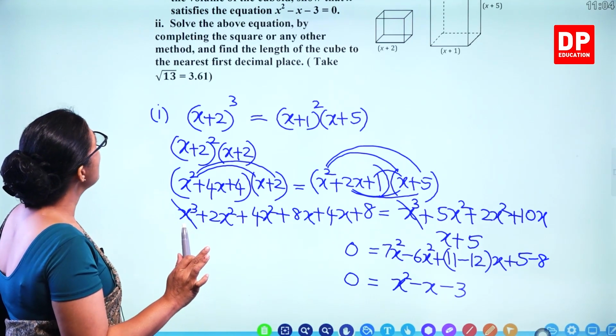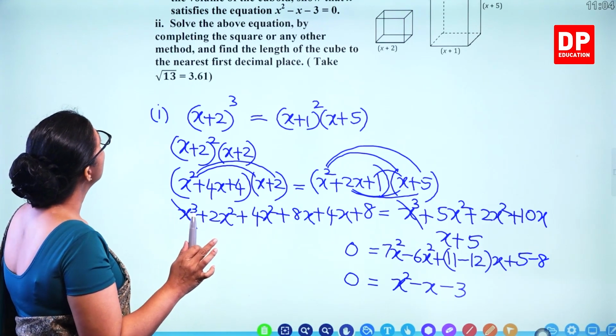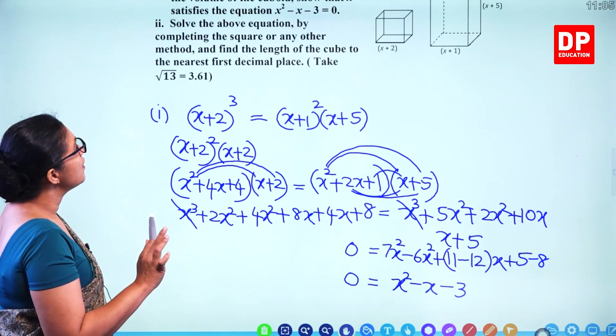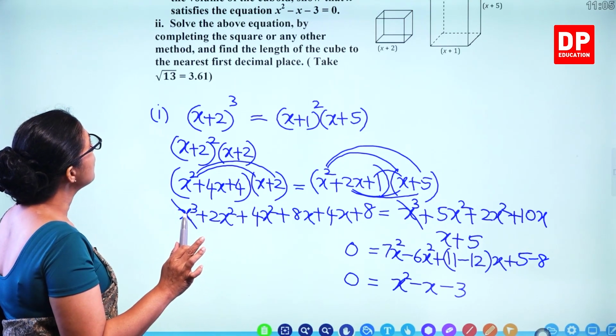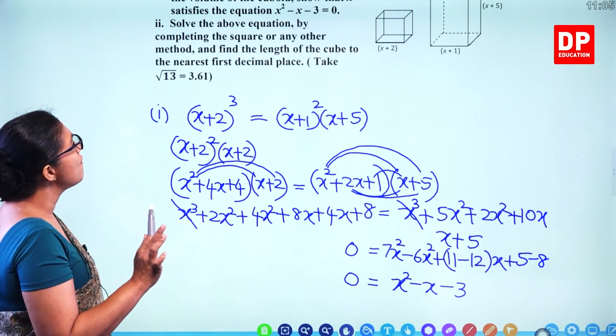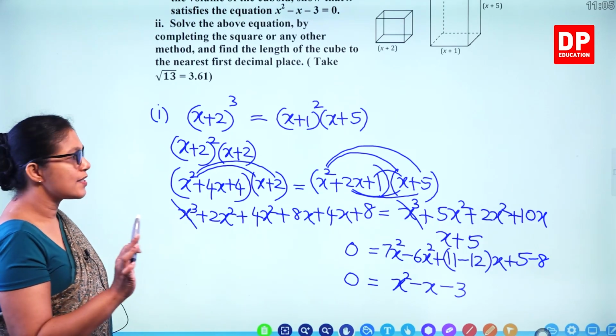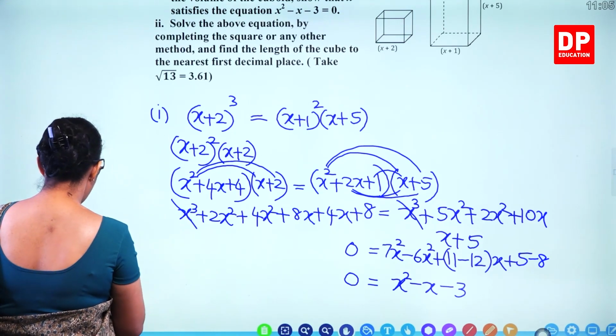Now we got the equation, and now solve the above equation by completing the square method or any other method and find the length of the cube to the nearest first decimal place. Take root 13 as 3.61. So we'll take the equation.